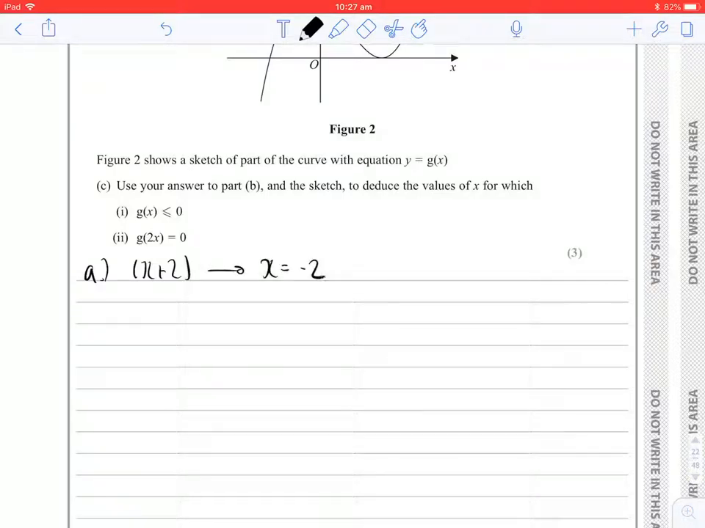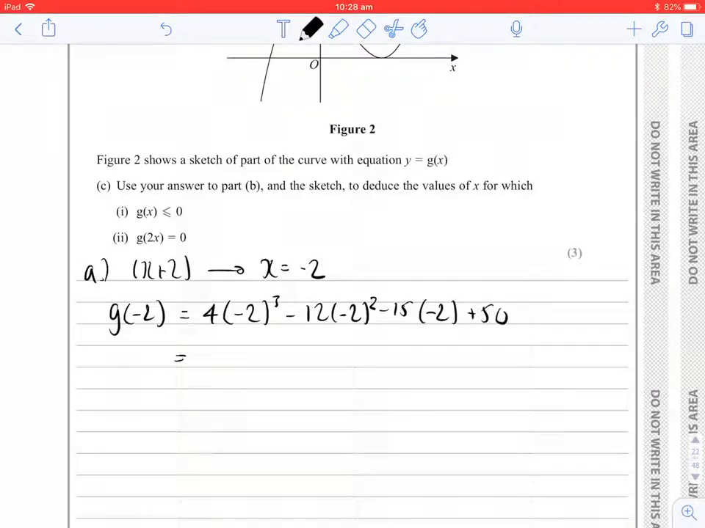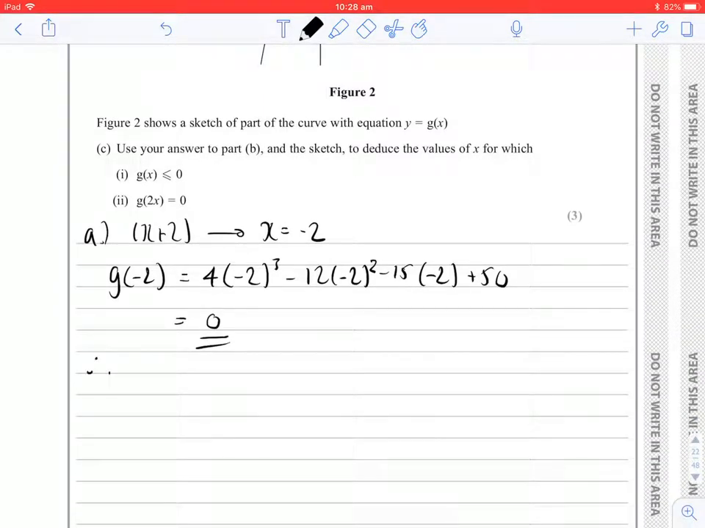So for part A, we know that if x add 2 is a factor, that means that x has got to be equal to minus 2. So therefore we sub minus 2 into g, and that's going to give us 4 lots of minus 2 cubed, minus 12 lots of minus 2 squared, minus 15 lots of minus 2, add 50. Putting that into the calculator, we'll see that the answer is 0, and we can say therefore x add 2 is a factor, fairly straightforwardly.